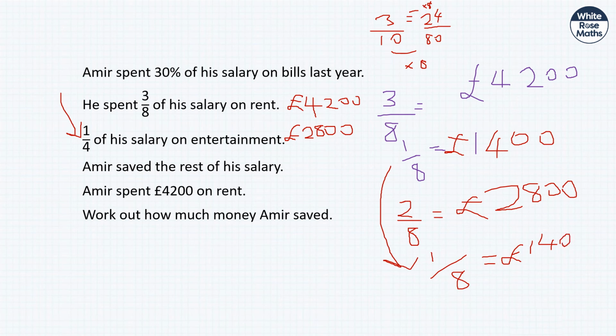So that means 24/80 will be 24 lots of this. It should be 80th, sorry, not 8th. So working this out, 140 times 24 is £3,360. So over here, it's making sense so far.